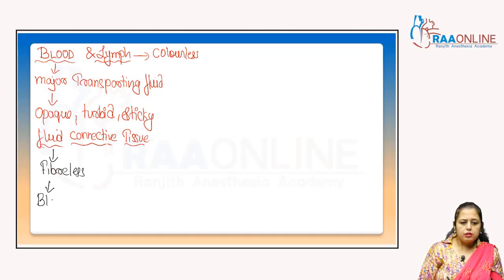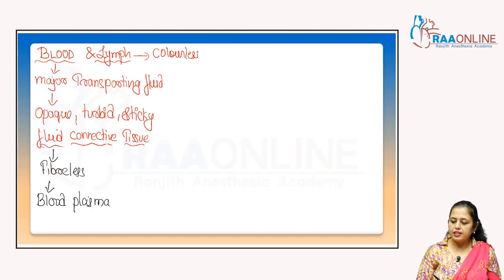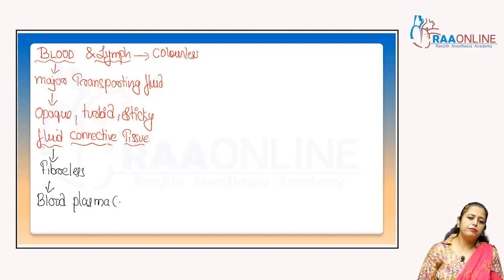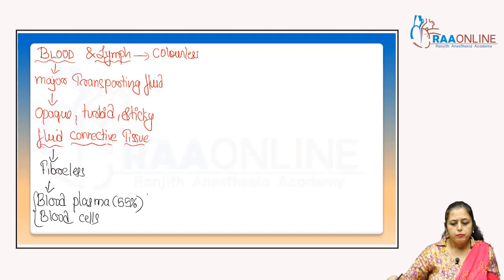In blood there is blood plasma, which forms 55 to 60% of the blood part. In NCERT it is clearly mentioned that 55% of the blood is plasma. The second one is the blood cells. All these things are present in the blood.